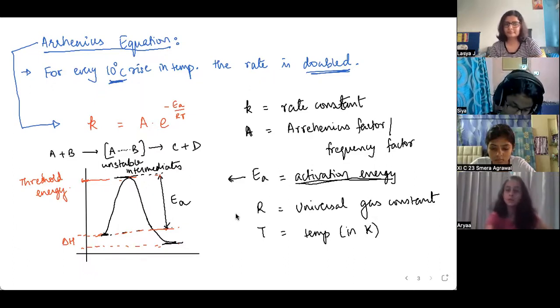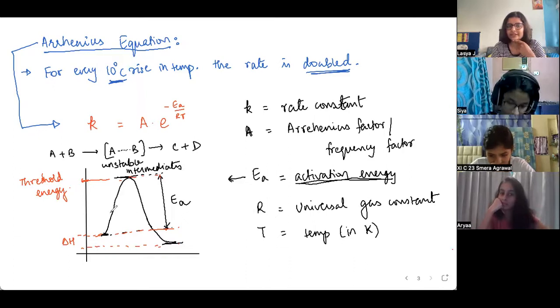What did you say about the graph decreasing? You said some reasoning. It's unstable, so there's an increase in potential energy. And then once the products are formed, they become stable again.